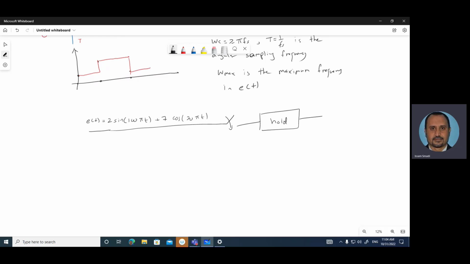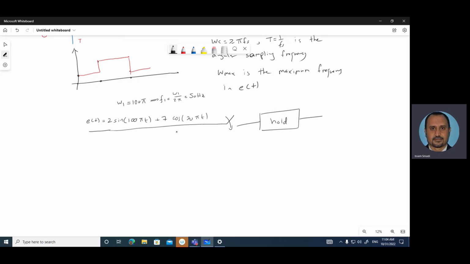Good. So now, let's see. Here I'm having two frequencies, not one. The first signal has omega 1 equal to 100 pi. So the frequency F1 is equal to omega 1 over 2 pi, which equals 50 hertz.